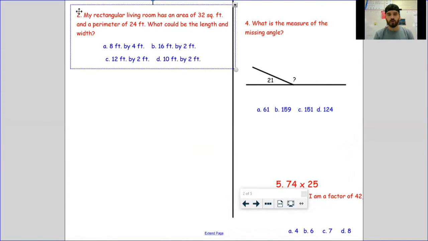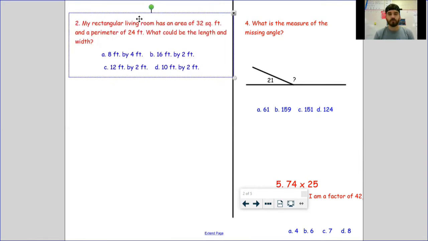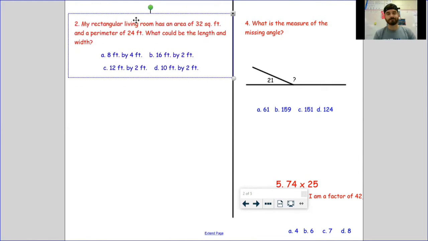All right, question number 2. I think this one is a little bit challenging, but it's one that you can get right if you just plug in the answer choices. If you can use something that it gives you, use it, especially if it's going to help you get something correct. So let me go ahead and put my rectangular living room up here. It says it has an area of 32 square feet, perimeter of 24 feet. What could be the length and the width?